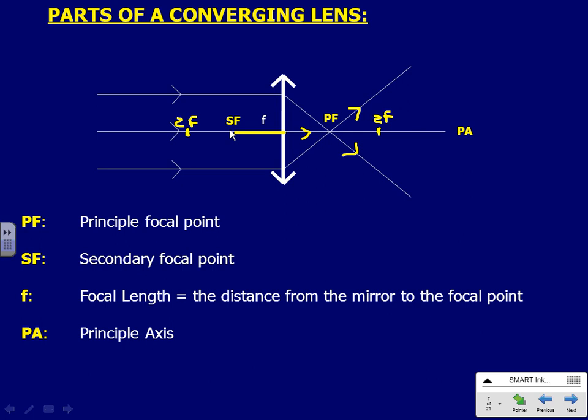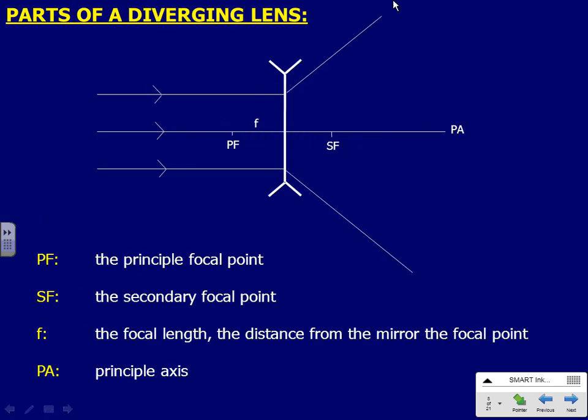All right. Let's now talk about parts for a diverging lens. Now, just one second. You are going to draw this. You'll notice there's one main difference. Can somebody tell me what the main difference is? There's one little difference. Yep. The PF and SF are switched. All right? So draw that.